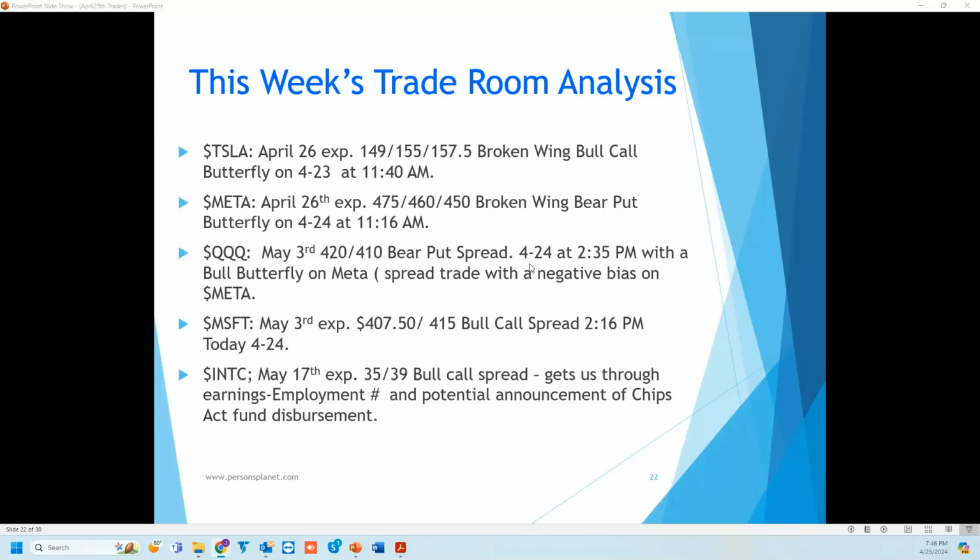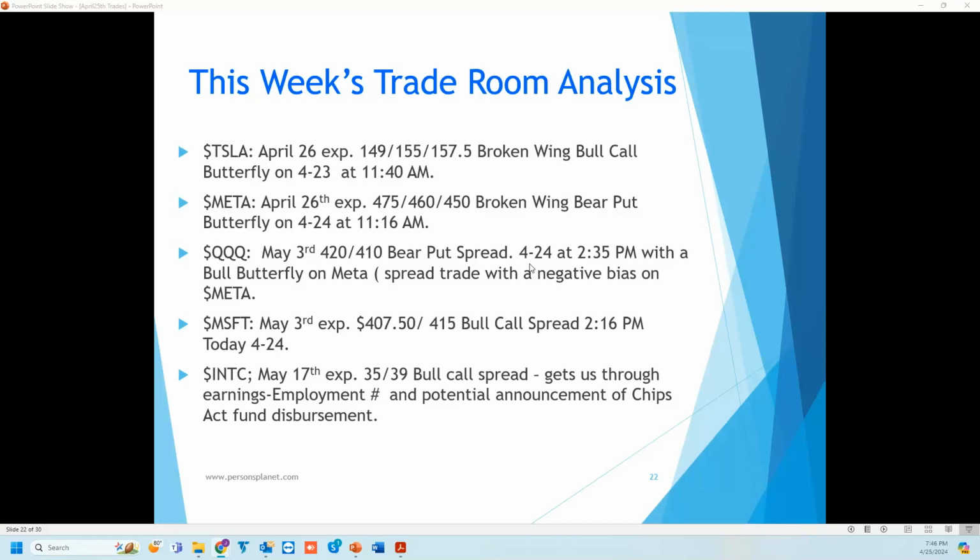The other one was looking at the Qs, but this was a twist. So I said, listen, on Meta, if I'm right and it goes down, it's going to drag the Qs with it, because we have a mildly bearish sell signal in the Qs. So I said, maybe you want to do a bear put spread on the Qs, and if you want, you could take a little butterfly on Meta, but trade that on a negative bias, because if Meta goes down, it's going to drag the Qs with it. We covered that position today, by the way.